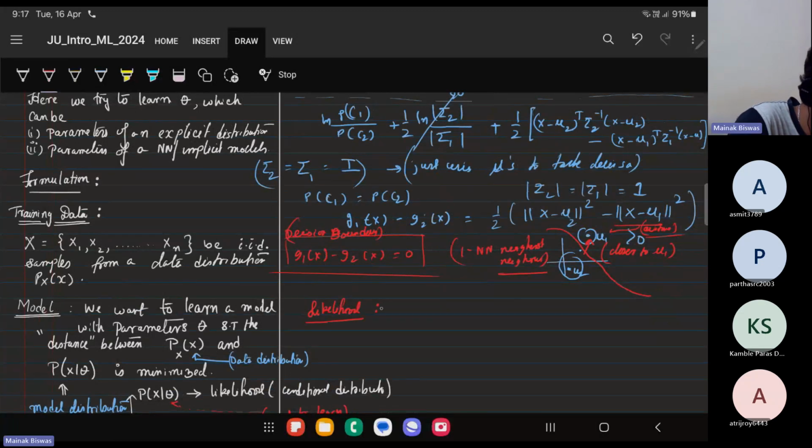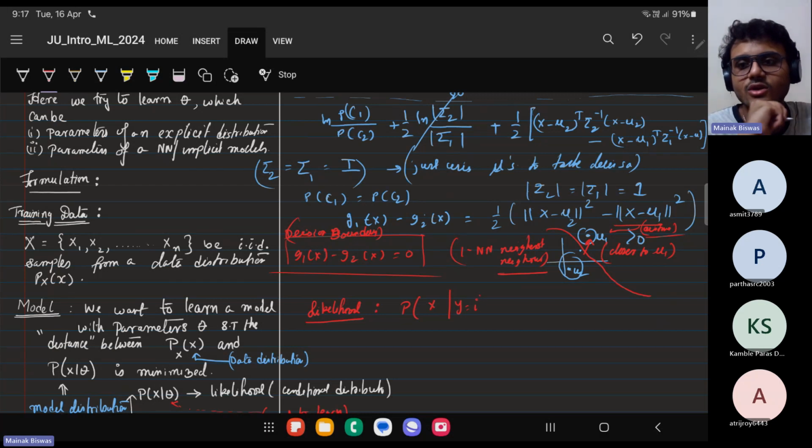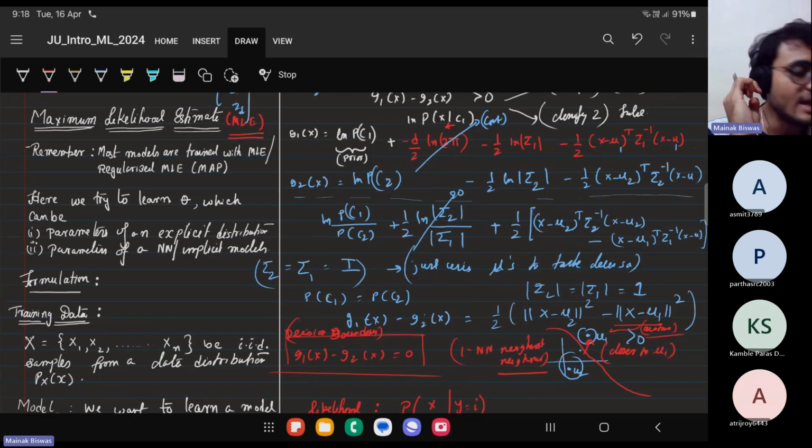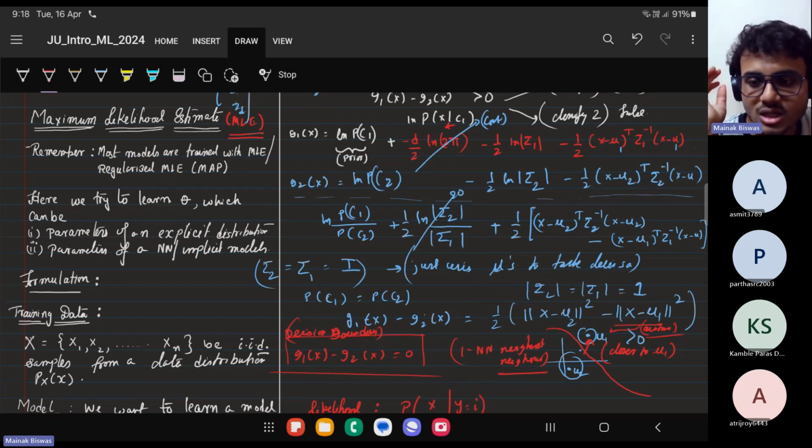Likelihood was the probability of x given y equal to i. This was the likelihood of the data that we had. Okay, so now in MLE, or the maximum likelihood estimate, we do not know the distribution as such, but we want to learn the distribution.